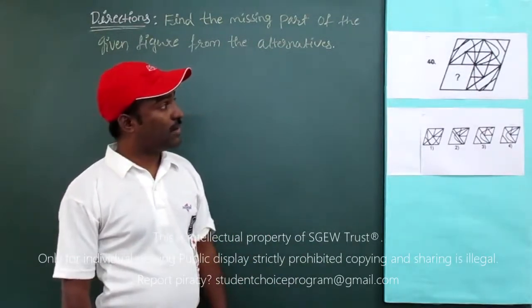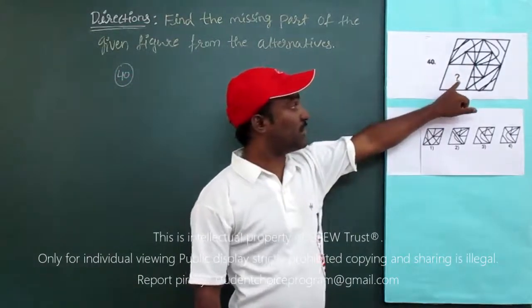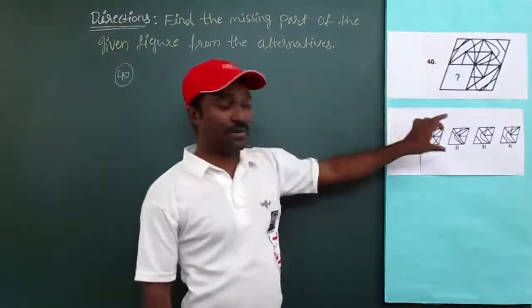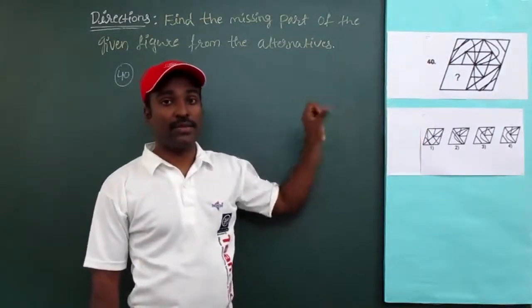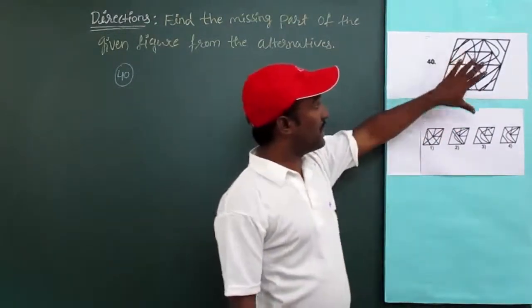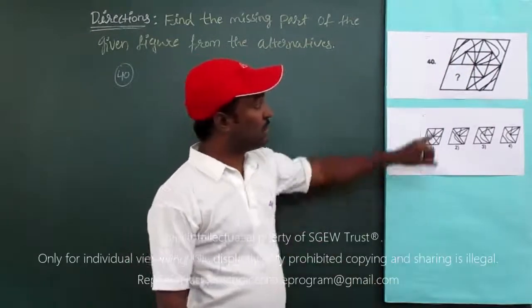I will draw this missing figure, and then I will compare that figure with the given four alternatives and finally take the correct option. So if you see the given figure, you can directly draw the missing figure. It is a very simple problem. You can draw the missing figure.